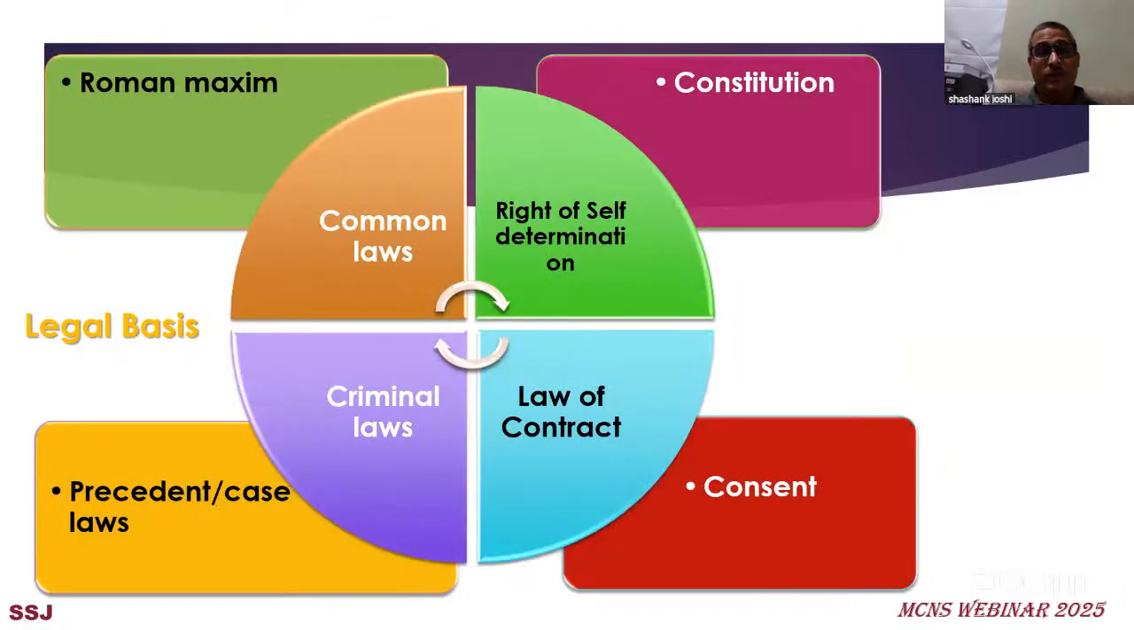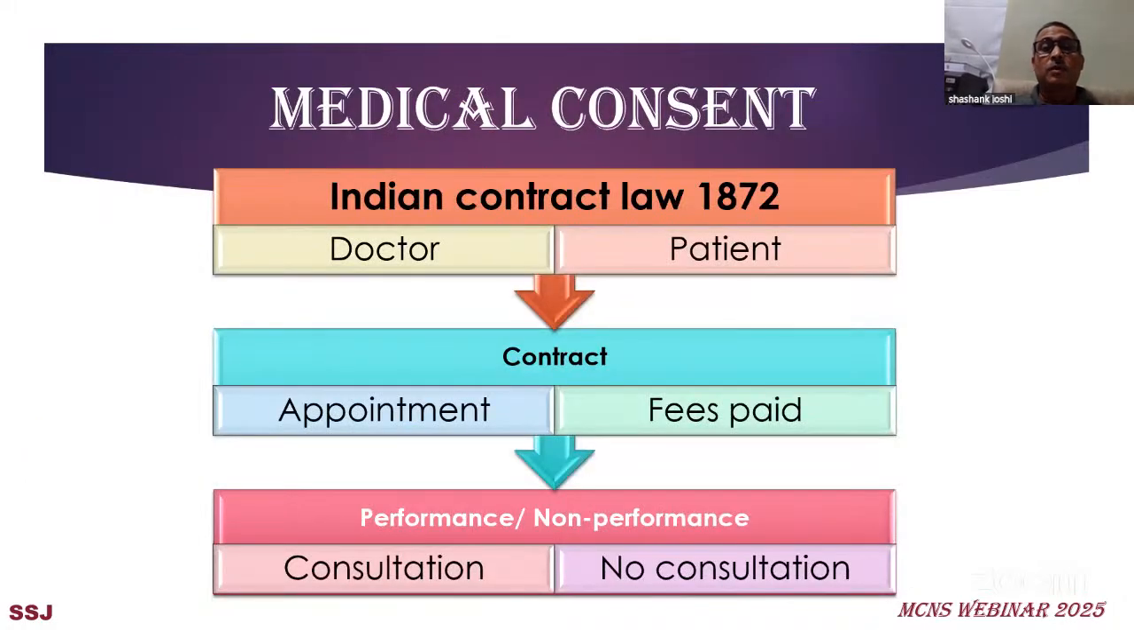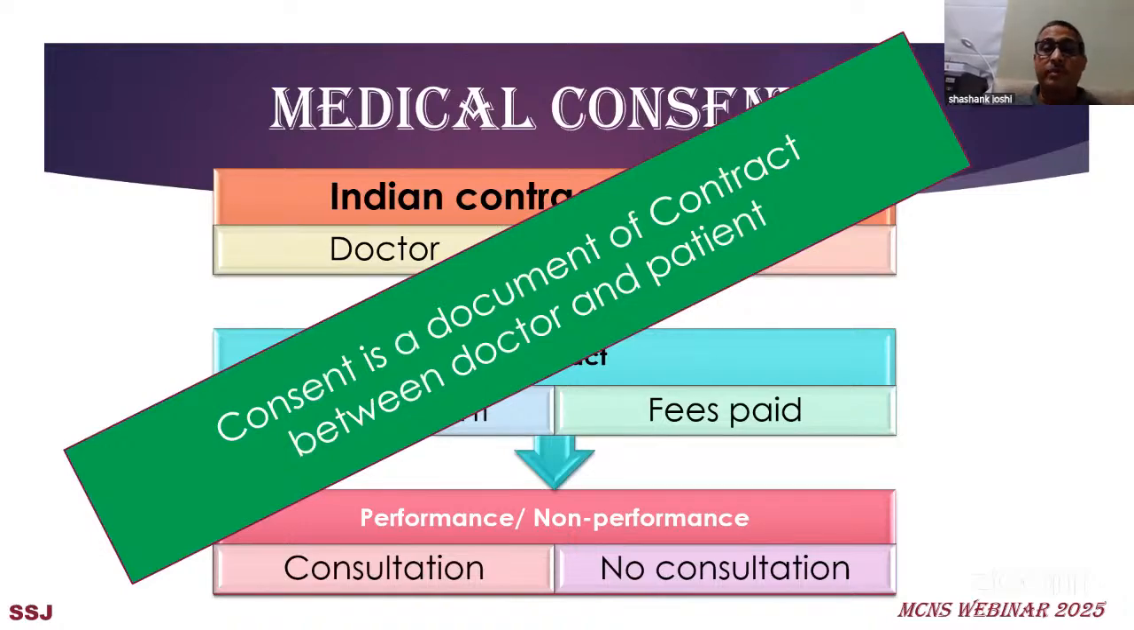Basically, medical consent has four parameters, which are the pillars: common law and Roman maxims on one side, criminal laws on the other side, then the constitution, law of contract, and precedent, that is case laws. Londe sir has already mentioned the rest of the things apart from case laws, so I would like to share a few case laws so that it will be interesting to know how the evolution of consent has happened. According to Indian contract law, it is a contract between doctor and patient. So consent is a document of contract between doctor and patient.